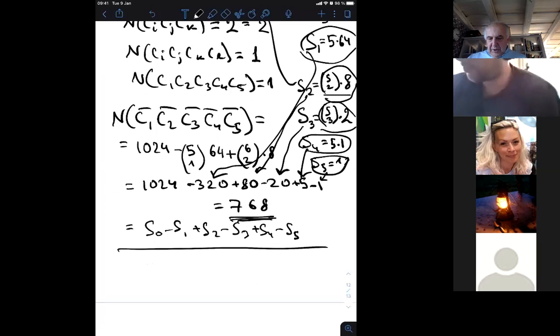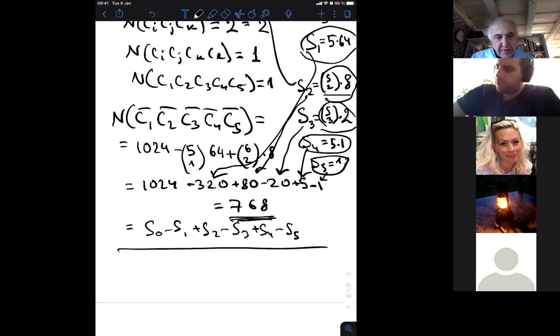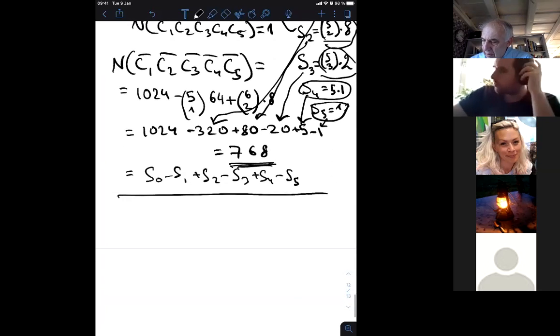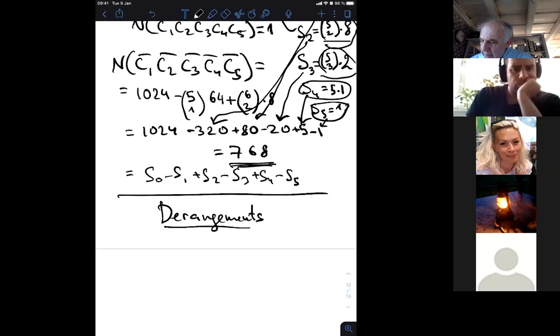Okay. Now it's the final thing we'll be doing today. A nice small topic in combinatorics, which is called derangement. And it's closely related to our second theorem, which we were discussing.